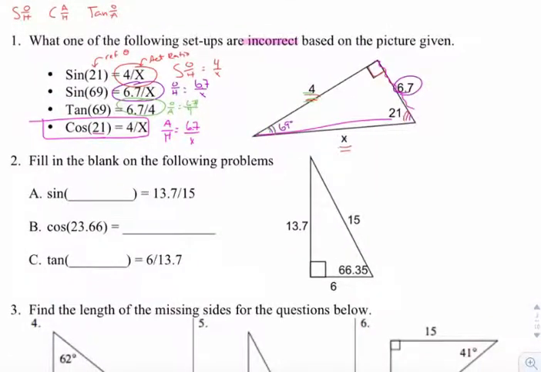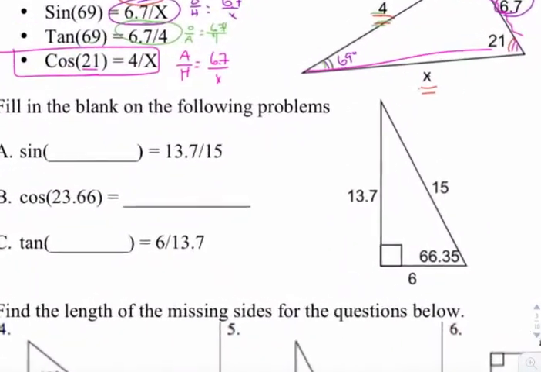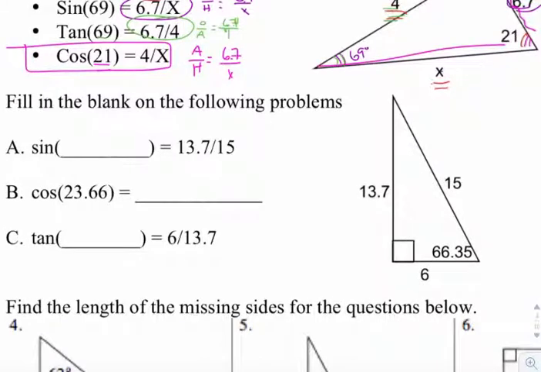All right, question 2. Fill in the blank on the following problems. Oh, these are my favorite ones, again, because we have to figure out a reference angle or maybe a ratio. So let's go with this first one, sine of blank. And so this is asking for an angle, a reference angle, equals 13.7 over 15.